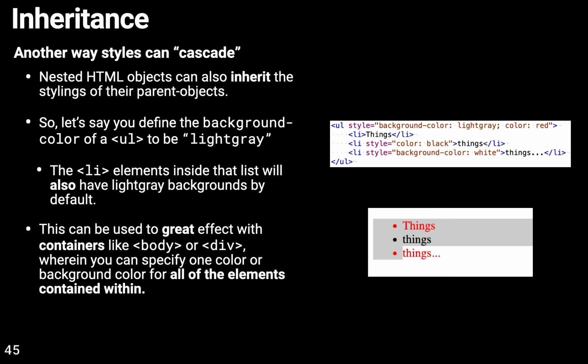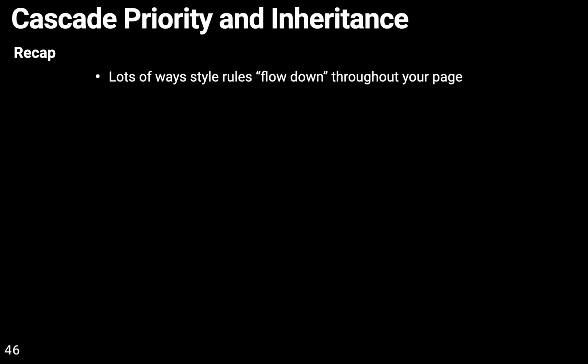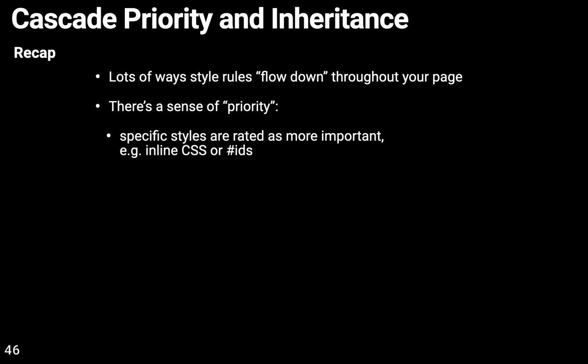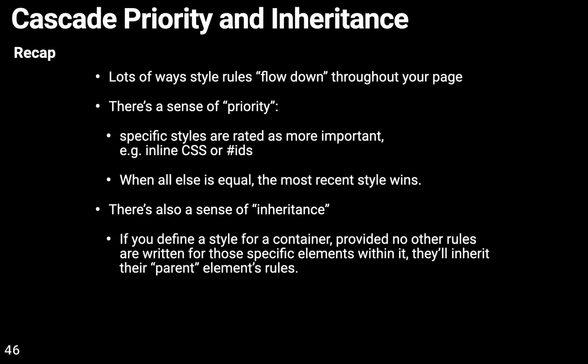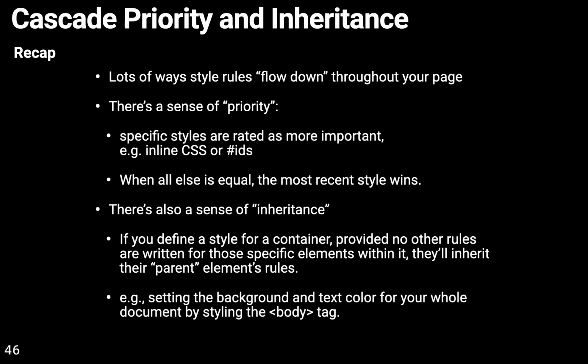So a quick recap on cascade, priority, and inheritance, just because it's tricky stuff and it's important to tie it up. There's lots of ways that style rules flow down throughout your page. There's this sense of priority. So specific styles are rated as more important, inline styles or IDs. And then when all else is equal, the most recent style will win as well. There's also this sense of inheritance. So if you define a style for a container, provided no other rules are written for the specific elements within it, those elements will inherit their parent element's rules. So setting the background and text color of your whole document by just styling the body tag.